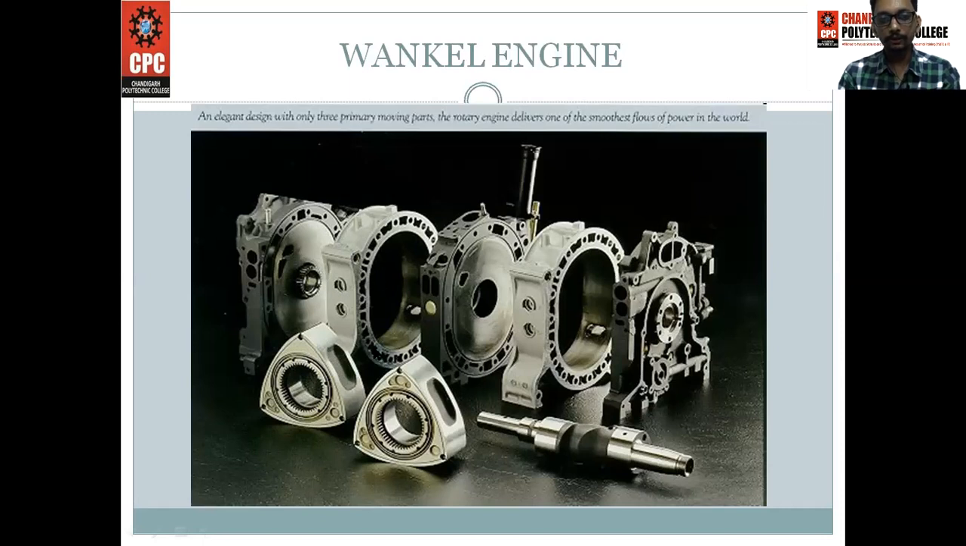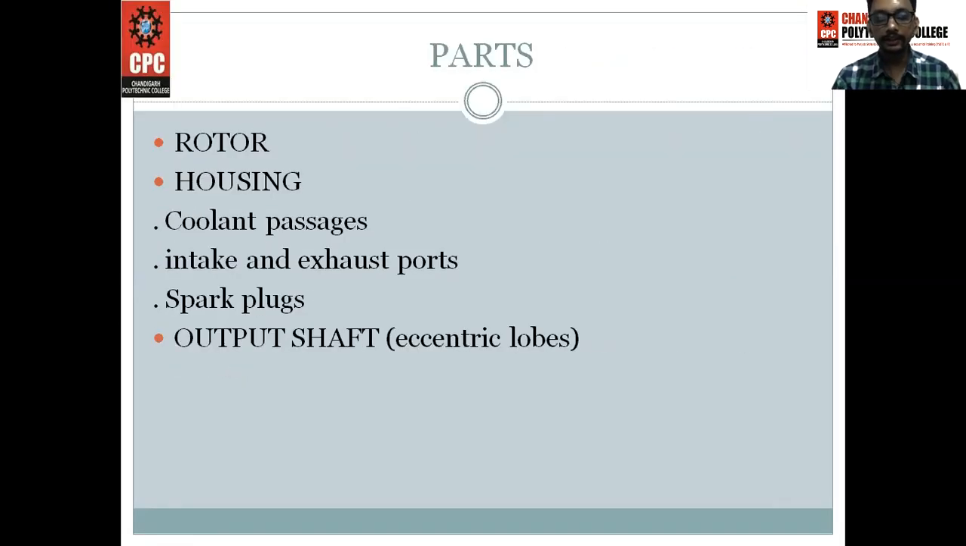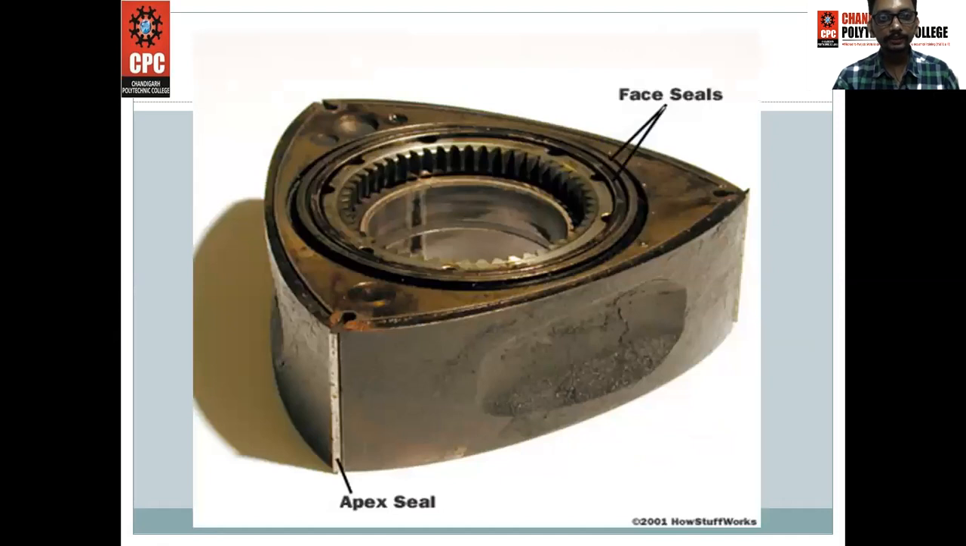So this is your housing, and coolant passages are available there in the housing port, and the intake and exhaust ports are also available in the housing. So these are the construction features of a Wankel engine. This is a diagram of a three-sided rotor.